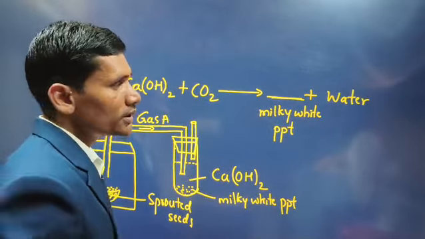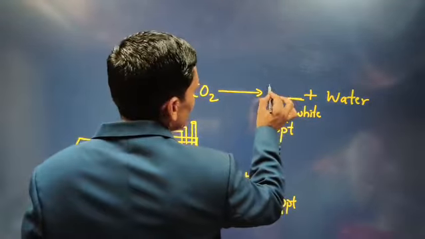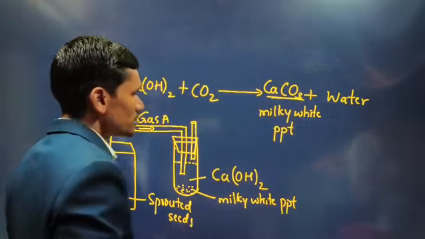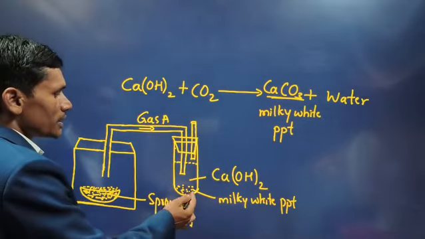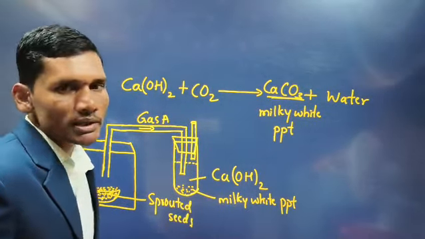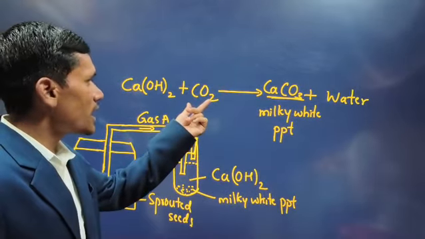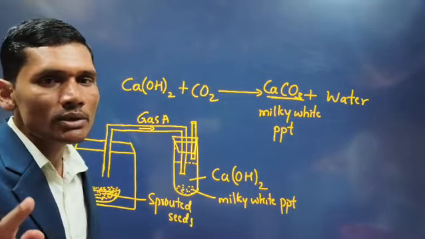Then what will be formed? Here milky white PPT what we are getting, that is what? Calcium carbonate, CaCO₃. Right? So what we can say, milky white PPT CaCO₃. In case it is given as B, you have to name it as CaCO₃. And if it is asked here as A, it is nothing but CO2.